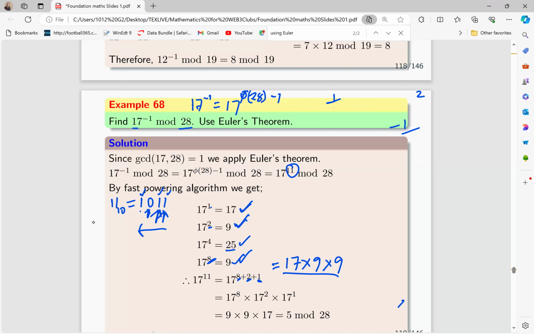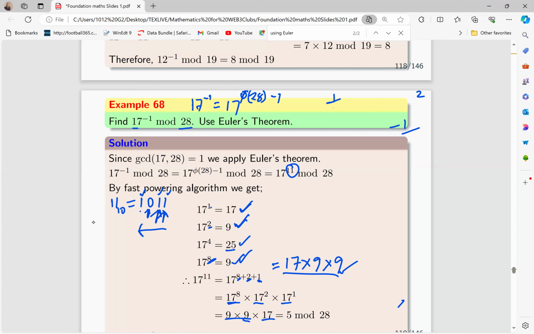So you can combine this way, so that when you come here, it'll be 17 raised to 8 times 17 raised to 2 times 17 raised to 1. But 17 raised to 8 was the fourth, and 17 raised to 2 was that one, and then that. So when you multiply this, what do you get? That's 81 times 17.